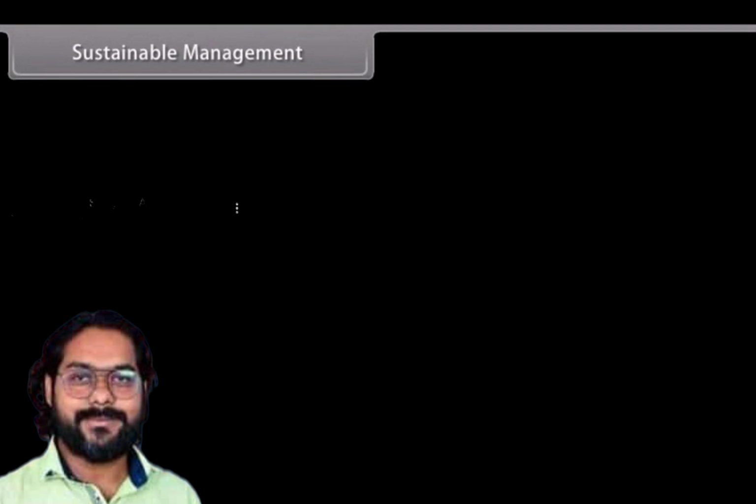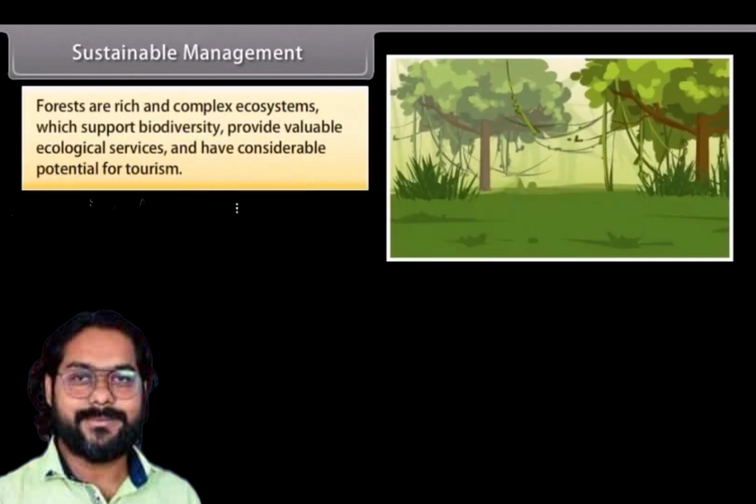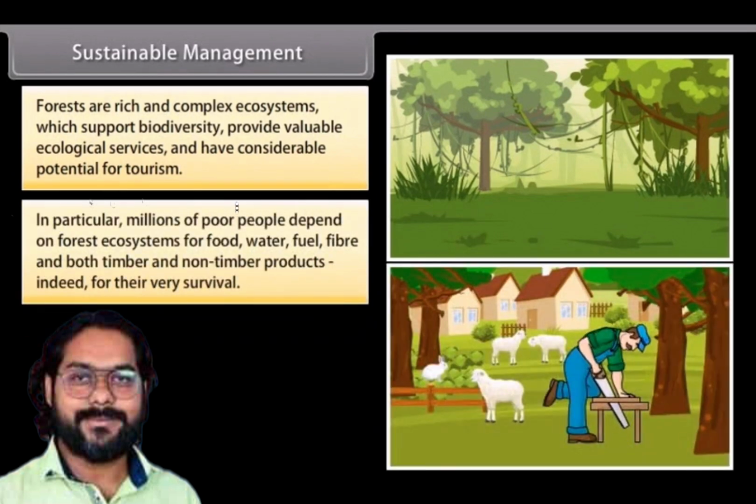Sustainable management. Forests are rich and complex ecosystems which support biodiversity, provide valuable ecological services, and have considerable potential for tourism. In particular, millions of poor people depend on forest ecosystems for food, water, fuel, fiber, and both timber and non-timber products, indeed for their very survival.